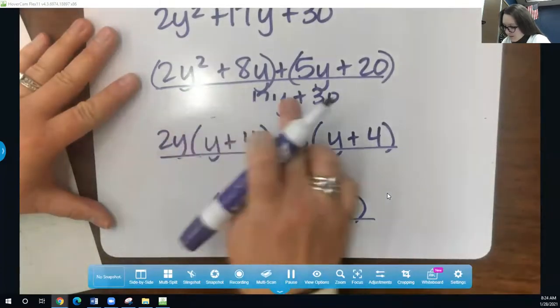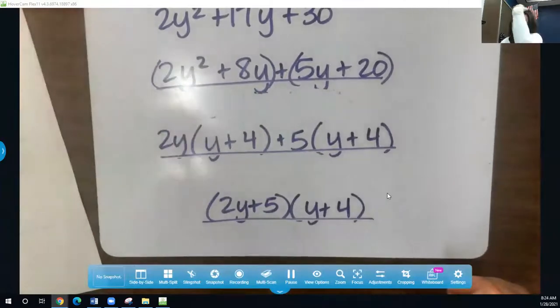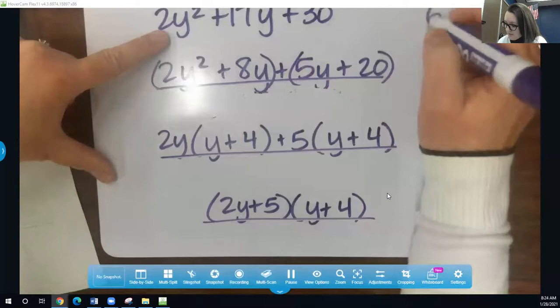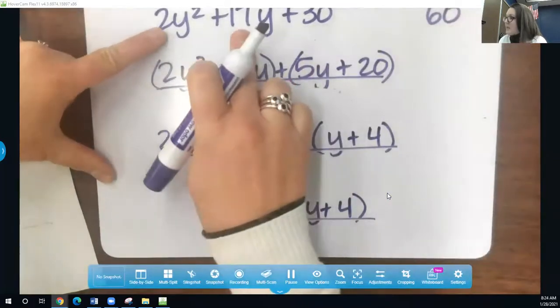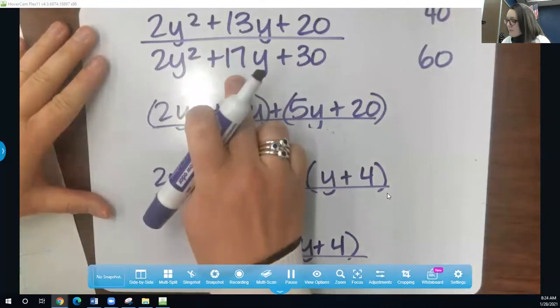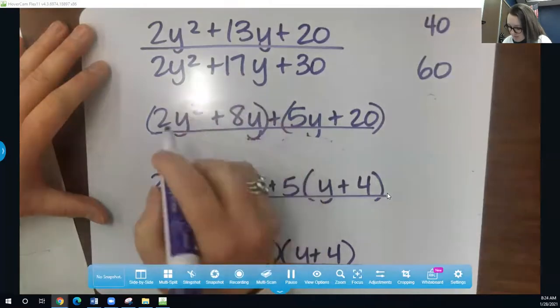All right, let's go back and do our denominator now. Notice how I left it so I could do it as steps. We're going to multiply A and C: 2 times 30 is 60. Then I'm going to split my middle term. So something that multiplies to get 60 and adds to get 17. That's going to be my split of the middle term.